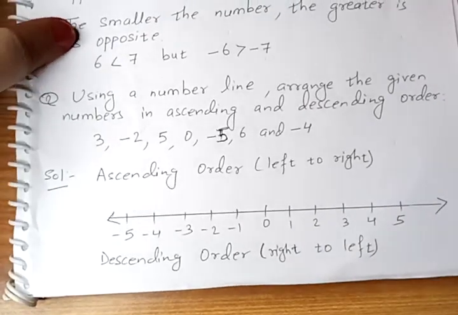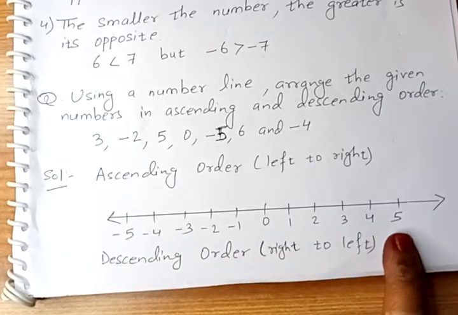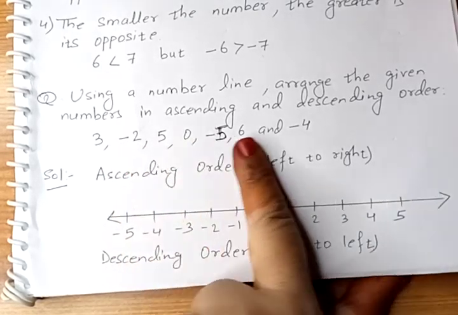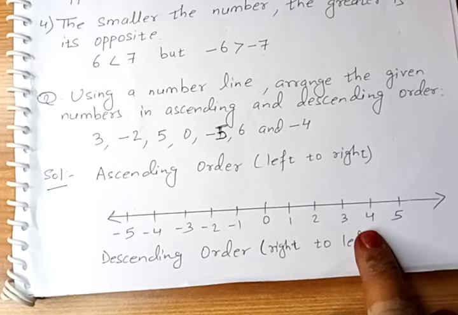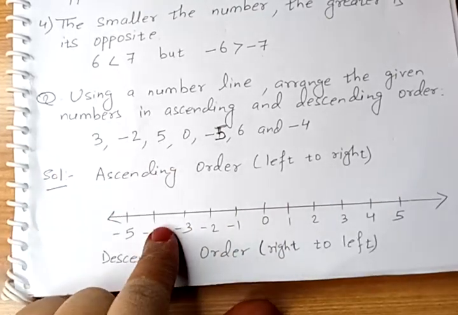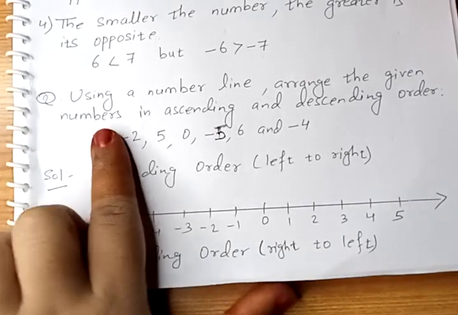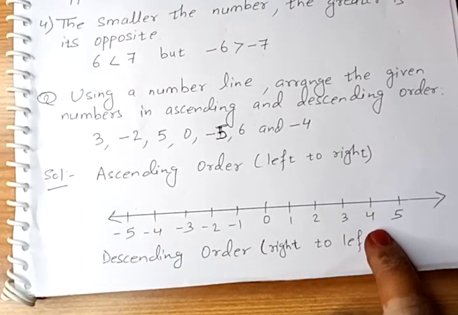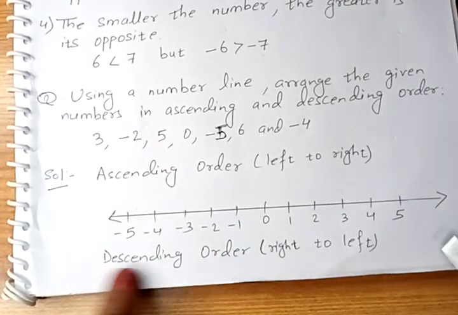So for this, first we have to draw a number line. Whatever numbers are given in the question, all those numbers should come on this number line. Next, you have to mark these numbers on the number line. First draw the number line, then mark the given numbers here. So first is 3.